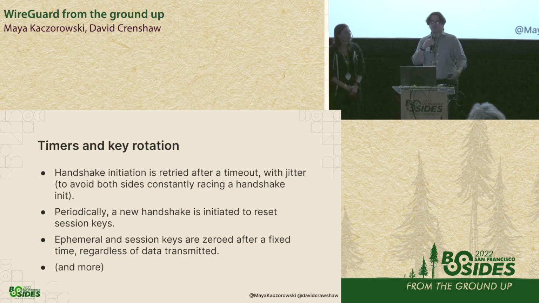It's rather nice that it can use the same handshake that's used to establish connections as its reestablishment system. And if handshakes are lost, they can be resent after a certain amount of time. They're sent with some amount of jitter in case both sides are attempting to handshake simultaneously, which can cause them to race, and then they don't successfully move information around. This sort of constant refreshing ensures perfect forward secrecy.